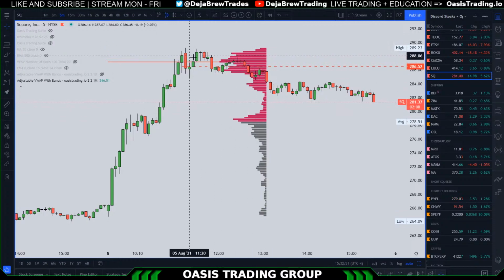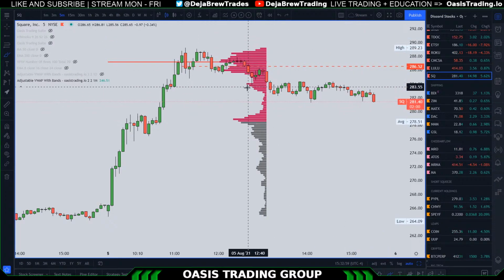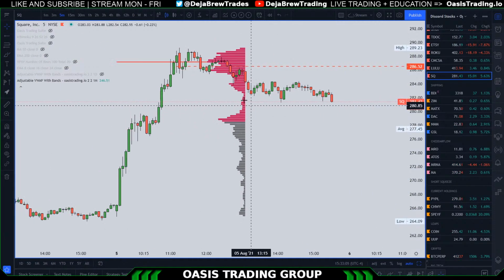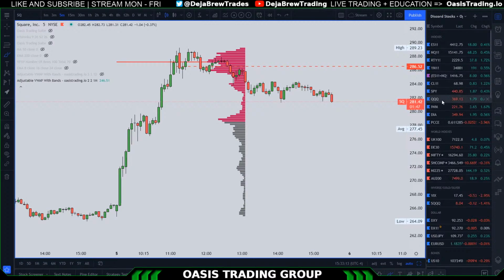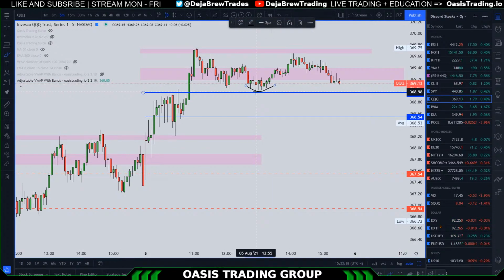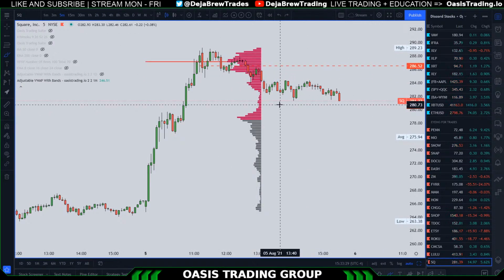POC shifted to the high on that big node. We have a massive price inefficiency right here, which we are currently testing. It's drawing price into it. Look at how this is reacting compared to what we were looking at earlier. What was it? Was it QQQ? Yeah, you see how QQQ bounces off this price inefficiency and immediately bounces higher? That's clearly bullish, right? But then look at how we're reacting on Square.